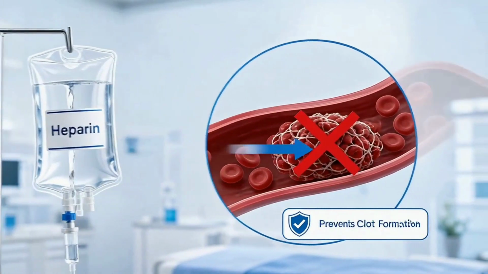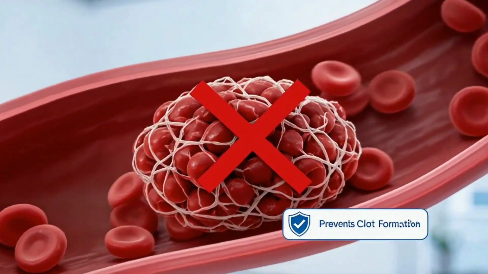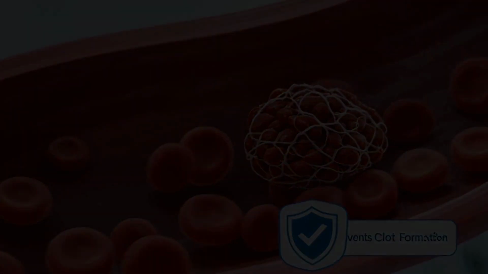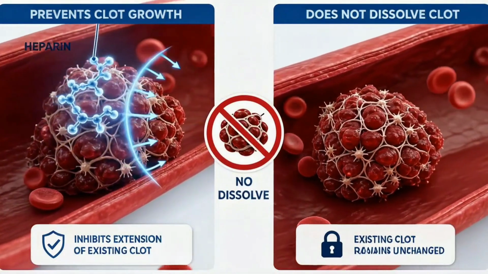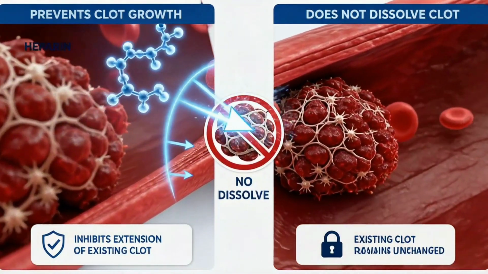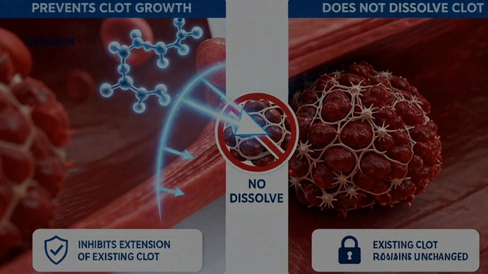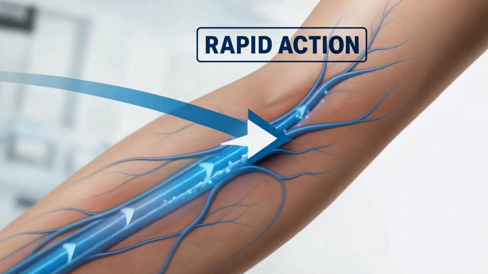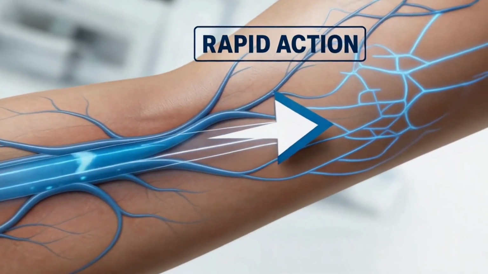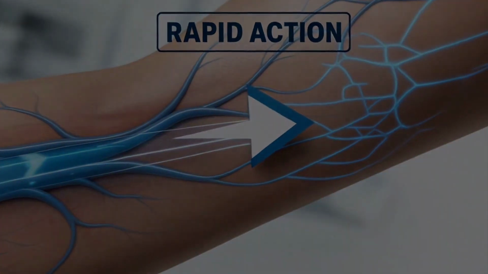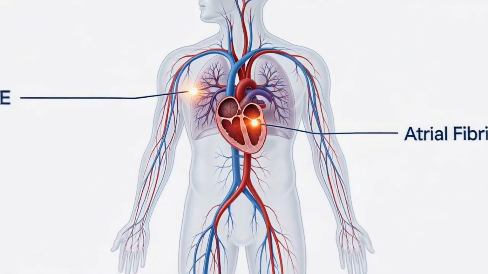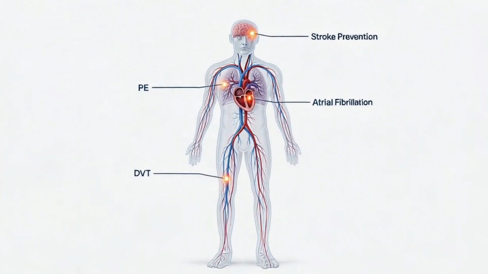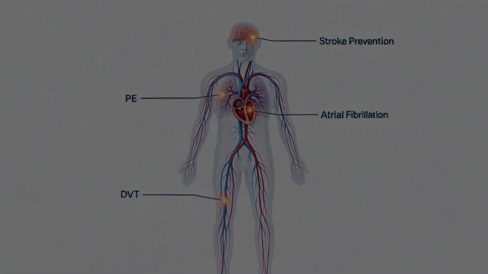Heparin is a high-alert anticoagulant medication, frequently used in clinical settings to prevent new blood clots from forming. It is vital to understand that while heparin effectively stops the growth of clots, it does not dissolve existing ones. Because it acts rapidly on the body's clotting mechanism, IV heparin is the preferred choice for emergency and unstable patients. Common indications for its use include deep vein thrombosis, pulmonary embolism, atrial fibrillation, and the prevention of strokes.